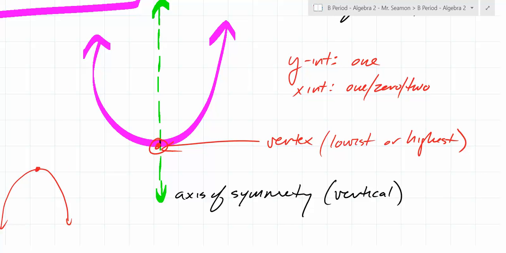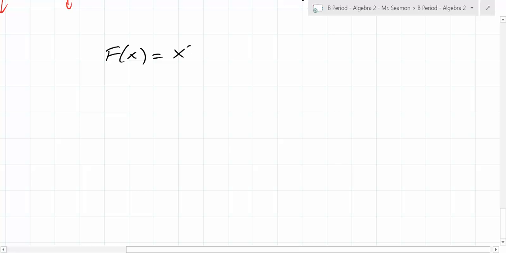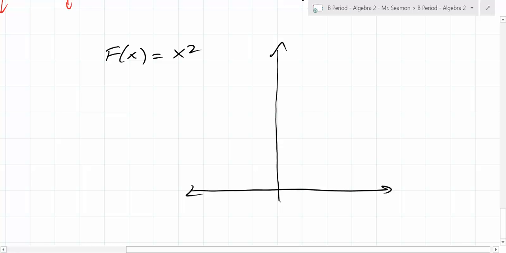No. For example, on this one, this has a lowest point. Does it have a highest point? No, it goes infinitely up. Now, if it's facing downward, it'll have a highest point, but will it have a lowest point? No. So what's kind of our base quadratic? Our base quadratic is just going to be, let's say, x squared. If you wanted to draw a picture of that, many times you're just going to estimate it, but if you want to be a little bit more exact, you can make a table.